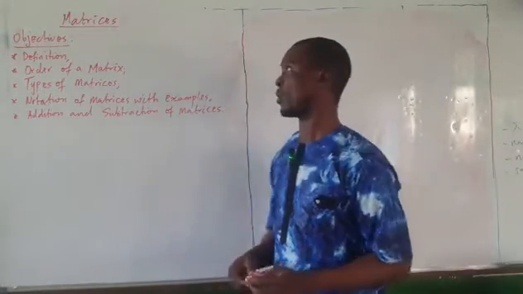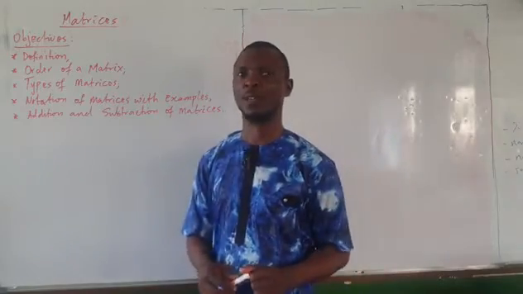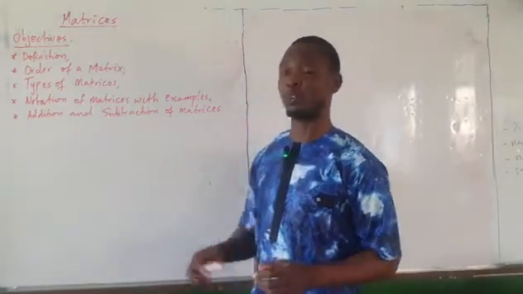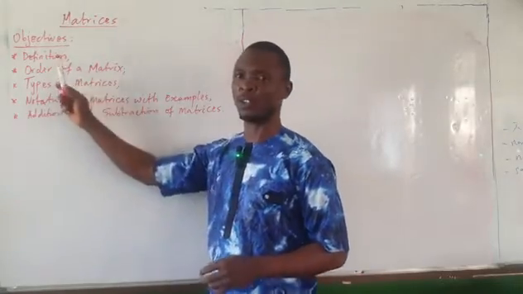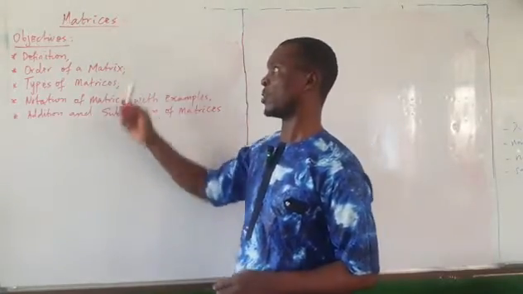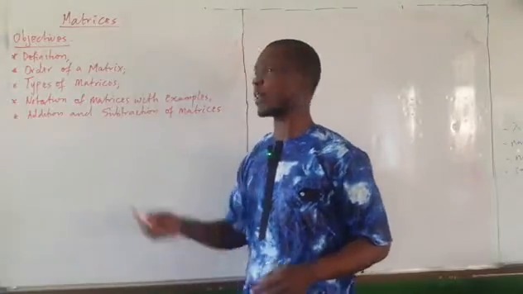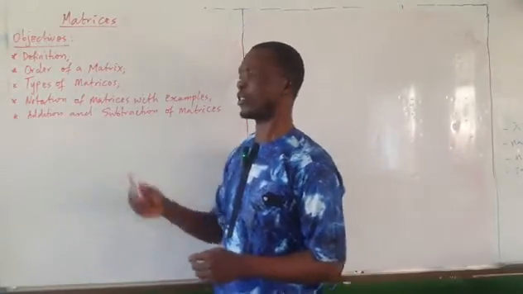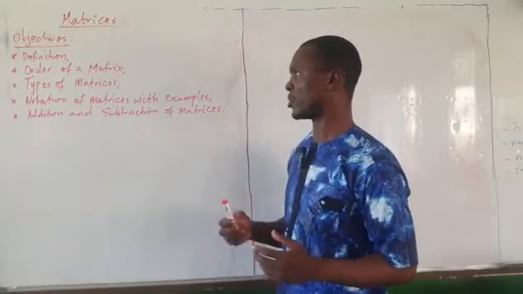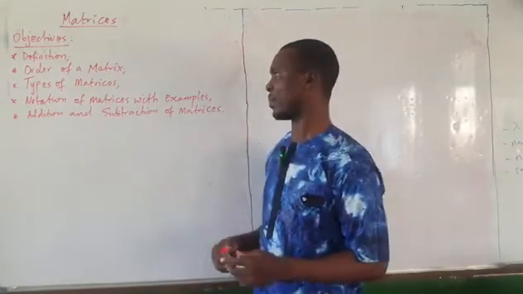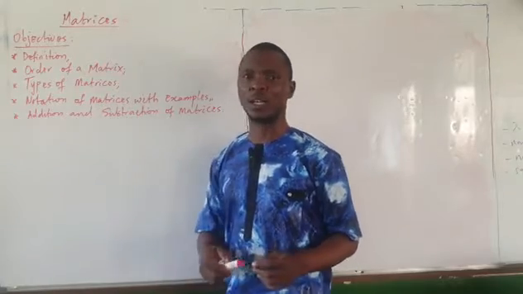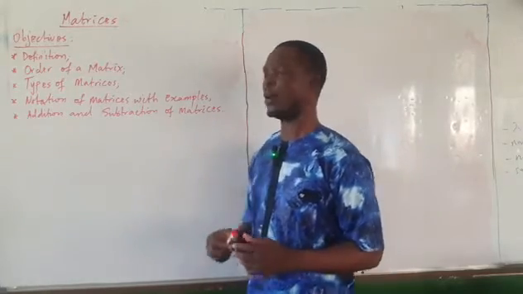Today we are going to be looking at matrices. Under this topic we are going to be looking at the following objectives. The first one is definition, that is the meaning of a matrix. The second one is order of a matrix. The third one is types of matrices. The fourth one is notation of matrices with examples, while the last one is addition and subtraction of matrices.